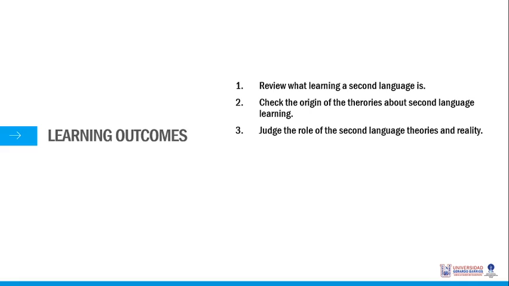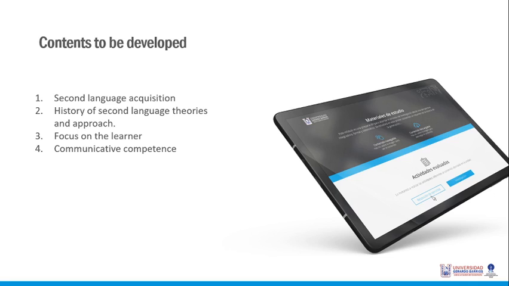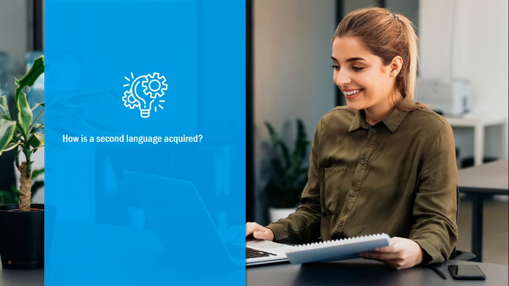So what are the learning outcomes for this class? To review what learning a second language is, check the origin of the theories about second language learning, and judge the role of the second language theories in reality. The contents to be developed: number 1, second language acquisition; number 2, history of second language theories and approach; number 3, focus on the learner; number 4, communicative competence.